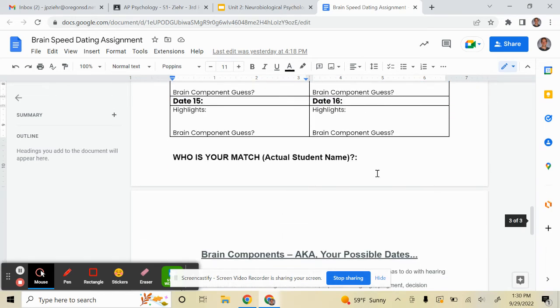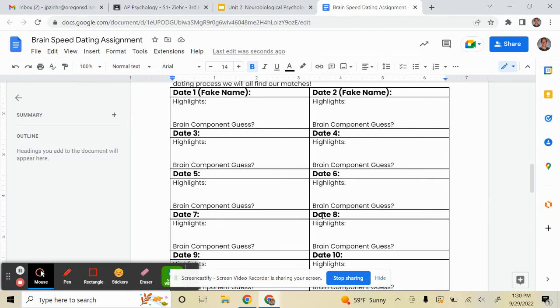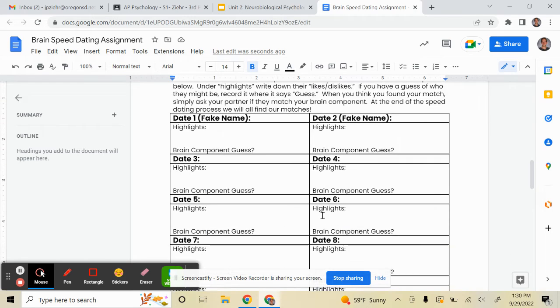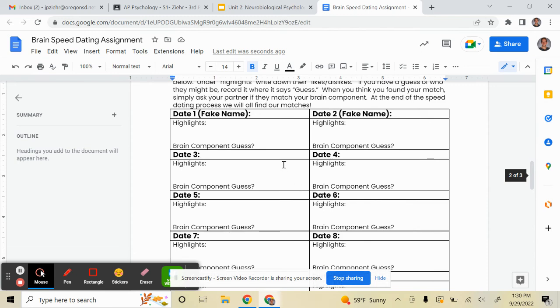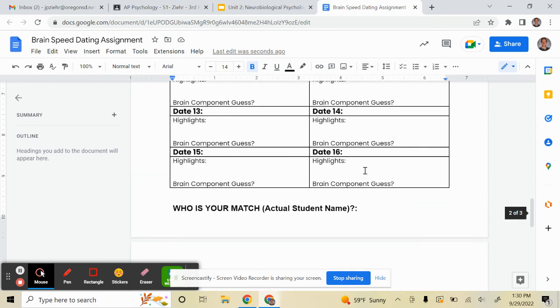Okay. And then once you do find your match, however many dates it takes you, and you fill out that information, you're going to write down who your match is, what the actual name is. And I have a list of what everybody's brain component is, so I will know whether or not you're right or wrong with this information, but hopefully you'll all get this right. So that's the plan. When you are done with this, you can submit it on Google Docs, or if you're doing a paper copy, just make sure you have your name on the top and you got everything filled out on page one and however many dates you had, as well as who your actual match is.